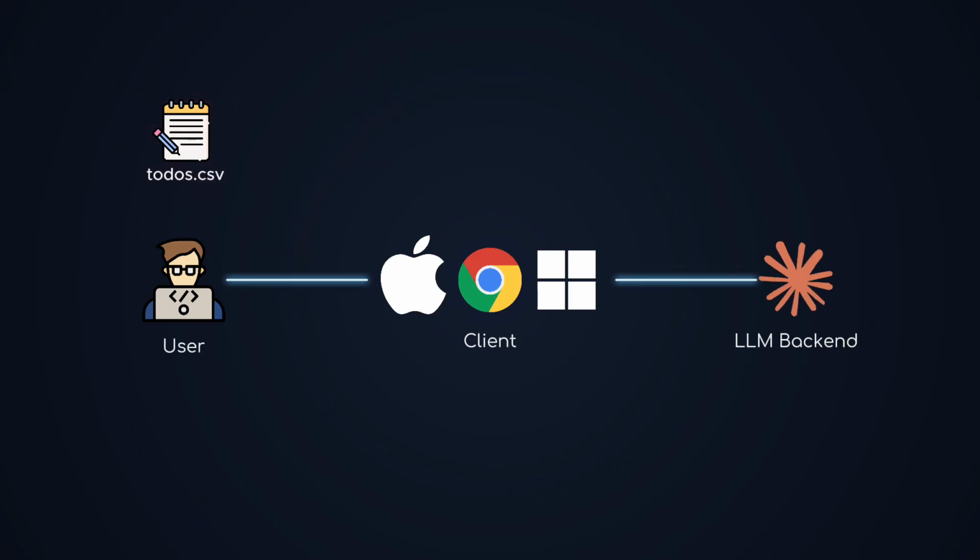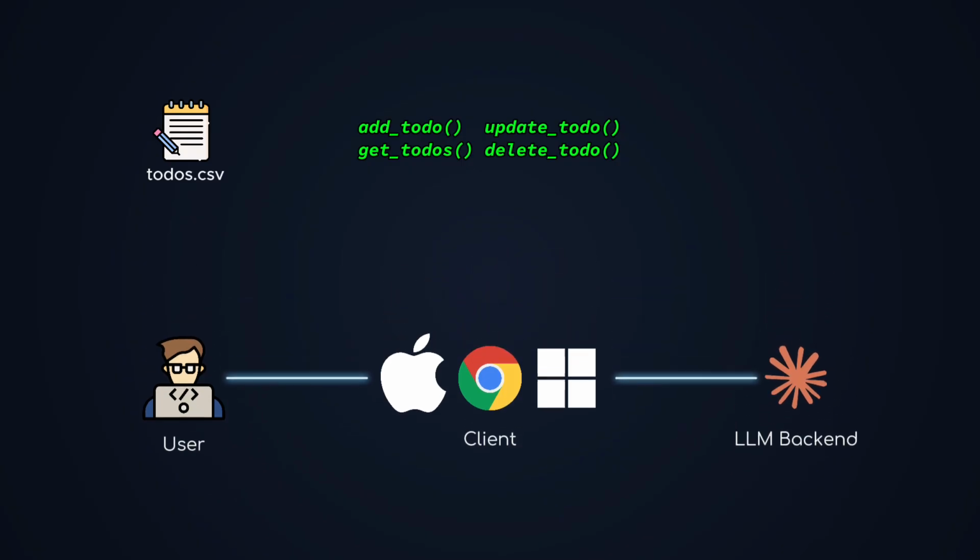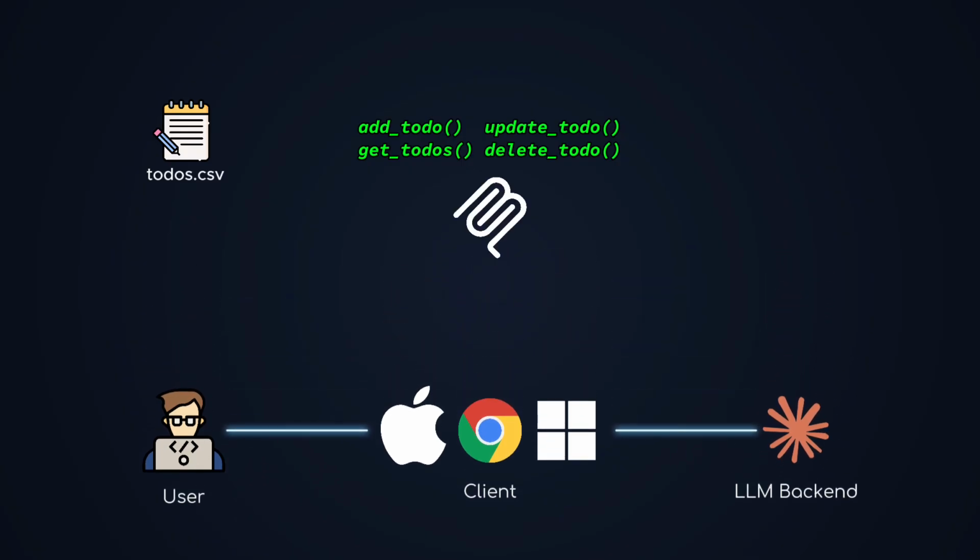Let's say you've written Python functions to perform CRUD operations on that CSV file, like add, read, update, and delete to-dos. These functions are wrapped in an MCP server, which exposes them as MCP tools. The key detail here is that the MCP server connects to the client, not the model server. Now, when the user asks about the pending to-dos, the client sends the prompt to the model along with a list of available MCP tools.